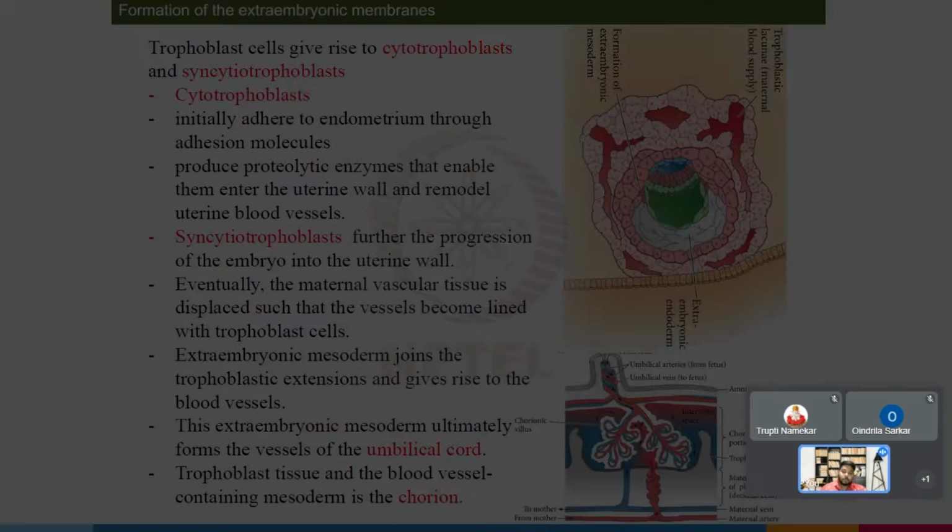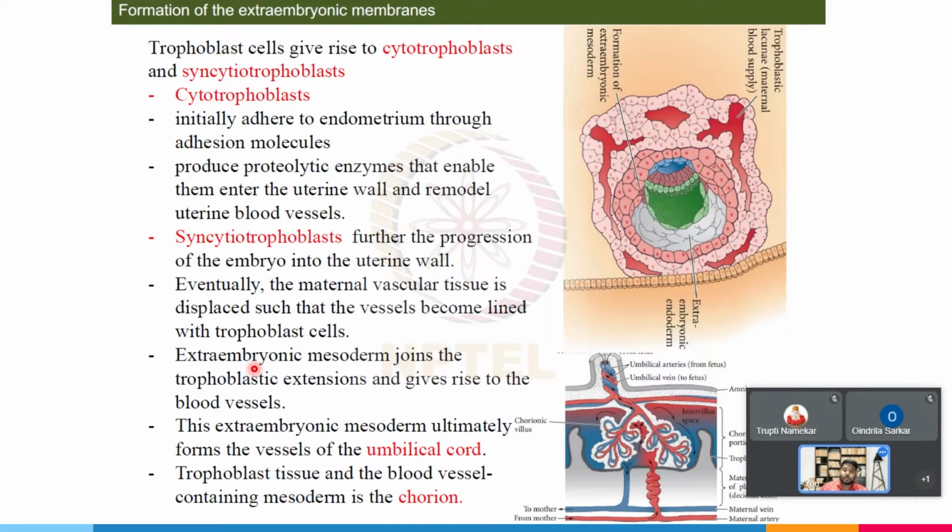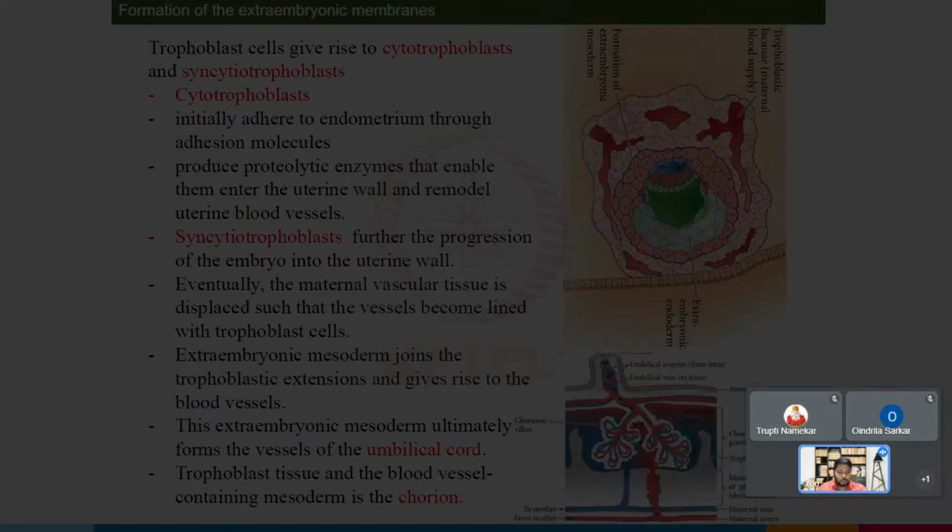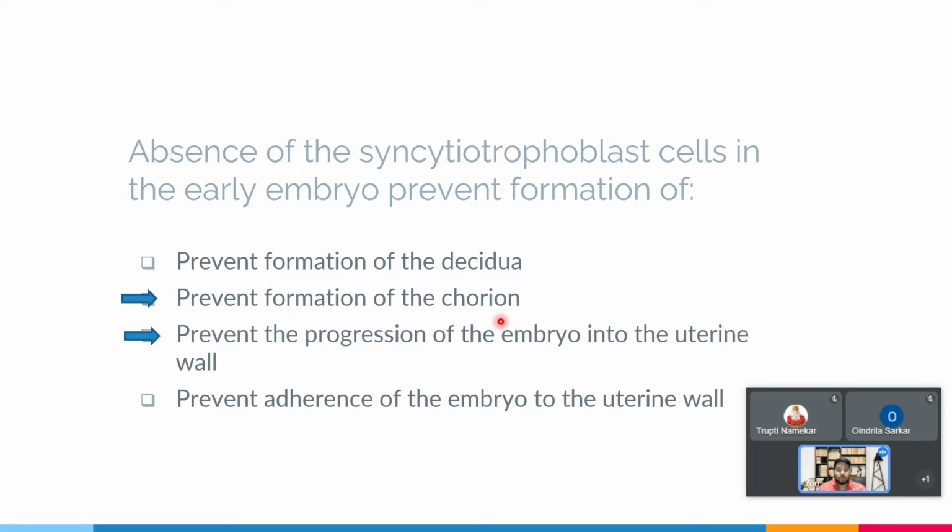Okay. So again we go back to the same question, same slide. The syncytial trophoblast cells help, as I said, in the progression of the embryo into the uterine wall. So if syncytial trophoblast cells are not there, this is the first thing that will get inhibited. The embryo will not progress into the uterine wall, and then the embryonic portion of the placenta, which is known as the chorion, will obviously not form. The correct answer is 2 and 3, just as Oindrila suggested. Does anyone else want to try and add something to this question?